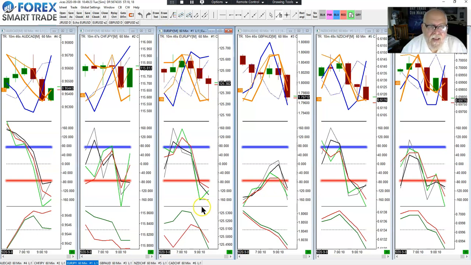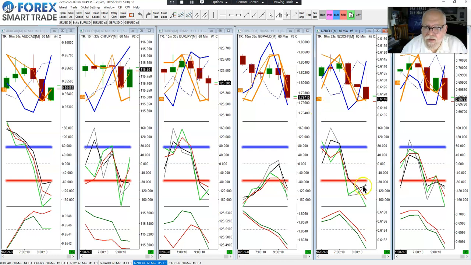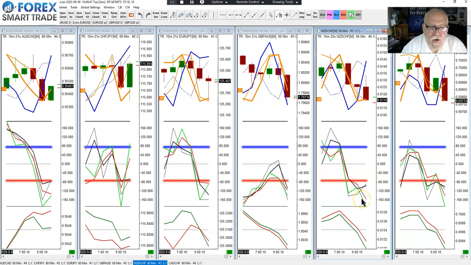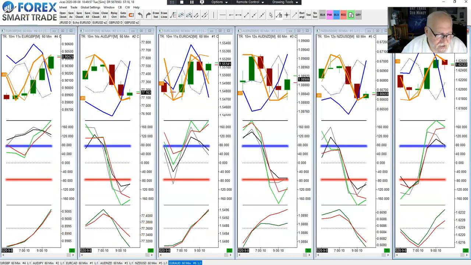Minus 90 on the euro yen. We're oversold. This guy just went to minus 90, but I don't like him, because the majors are telling me there's more down in the movement. So I'm going to hold off on that. Let's go ahead and take the trades. We've got less than 10 minutes left.